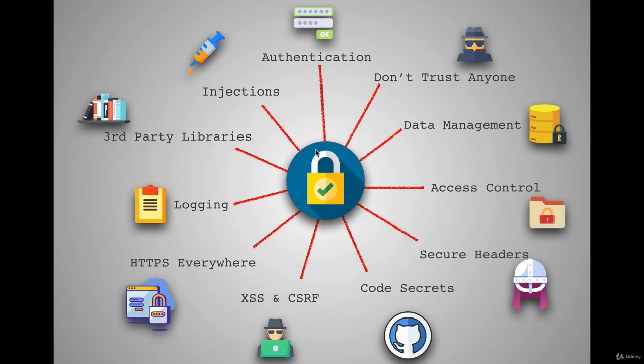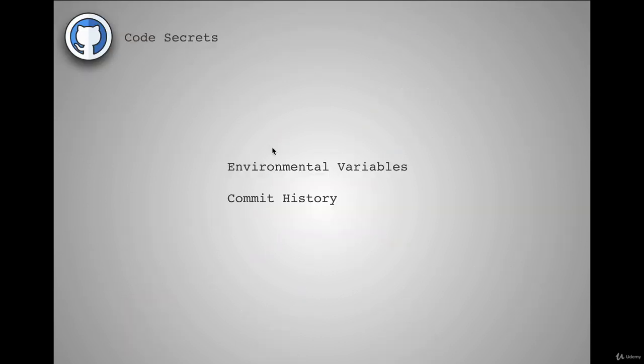Welcome back. Let's keep going with our Star of Security and talk about code secrets. And with code secrets, it's quite simple actually. There's two main things we want to focus on: environmental variables and commit history. Let's take a look at both.